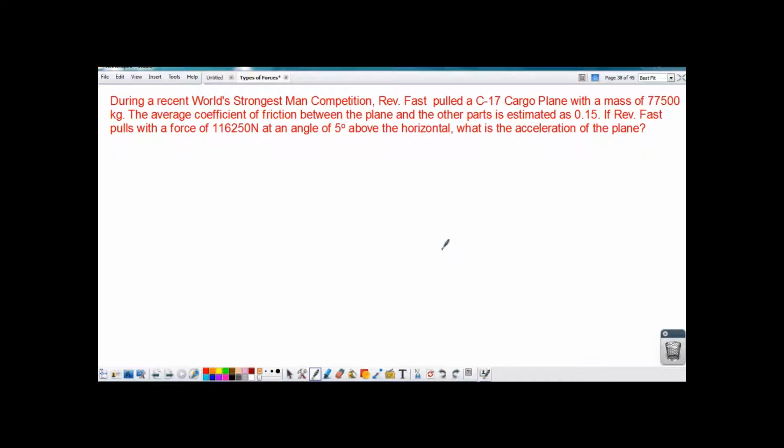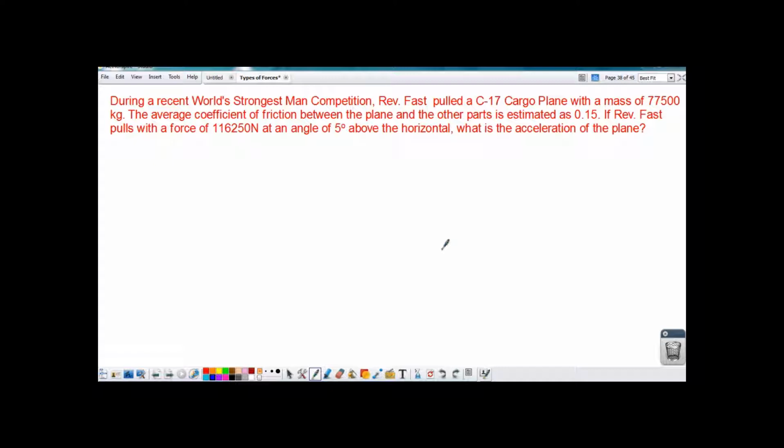During a recent World's Strongest Man competition, Rev Fast pulled a C-17 cargo plane with a mass of 77,500 kilograms. The average coefficient of friction between the plane and the other parts is estimated as 0.15. If Rev Fast pulls with a force of 116,250 newtons at an angle of 5 degrees above the horizontal, what is the acceleration of the plane?